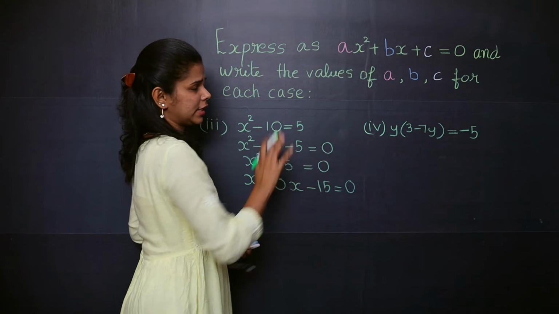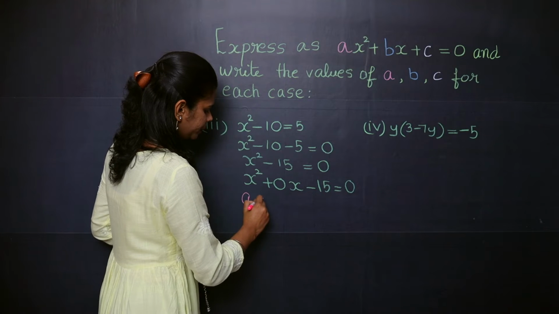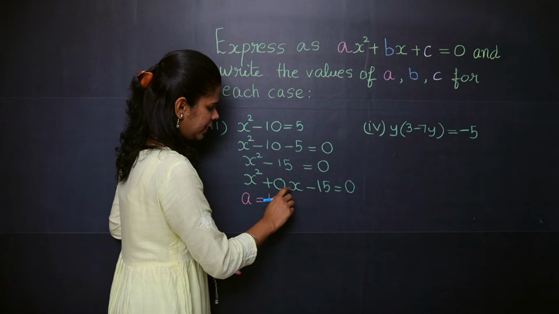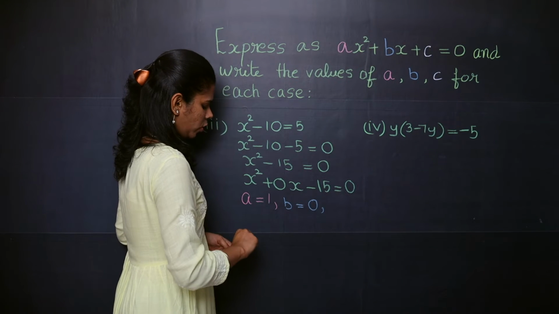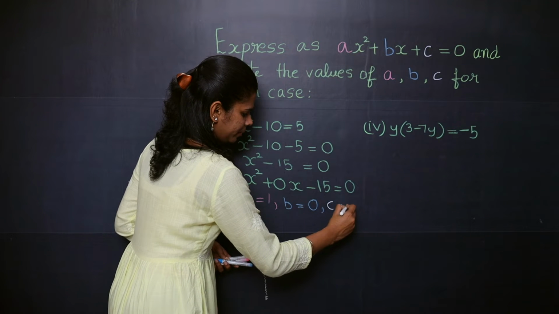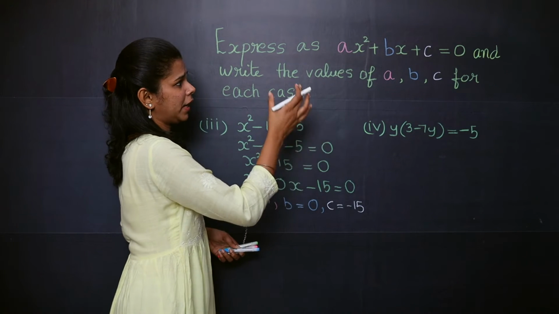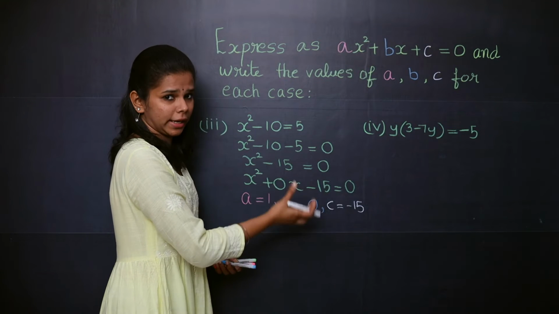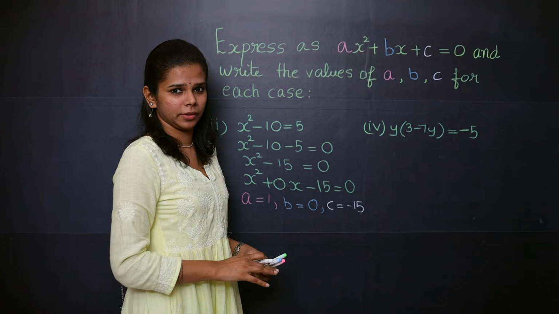Now when you look at the standard form, you will get a is equal to 1 and b is the coefficient of x, and that is 0, and c is the constant, and that is negative 15. So in case you don't have any term like bx and all, you can actually mention it as 0x. Now let us move on to the last sub-question.